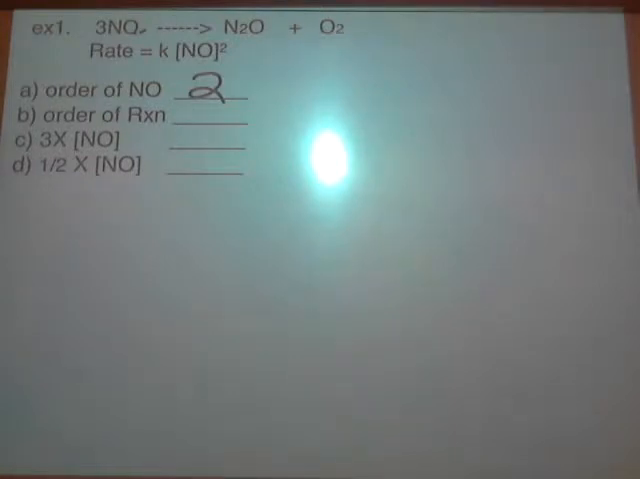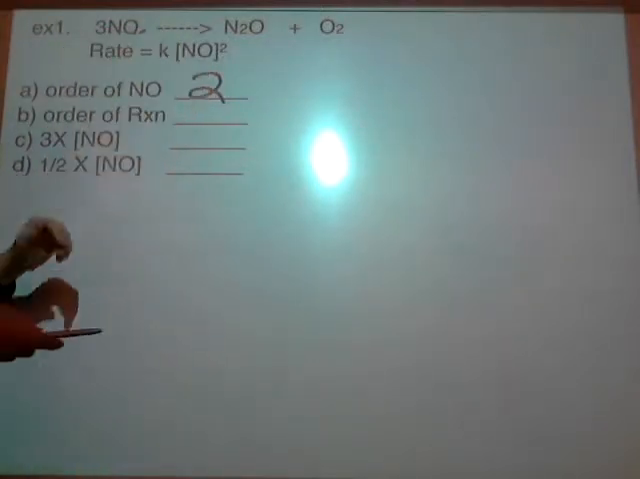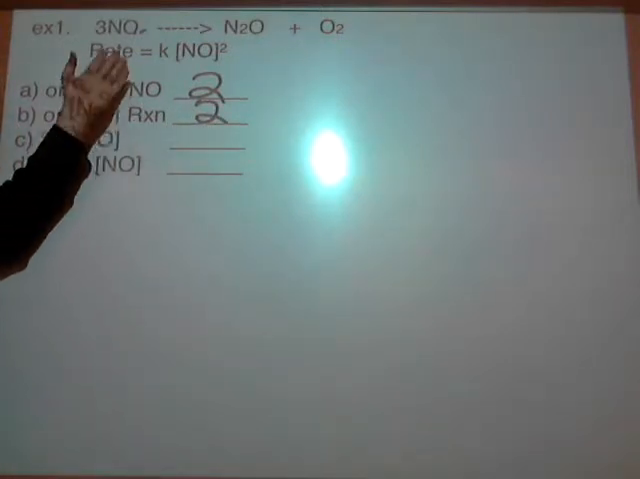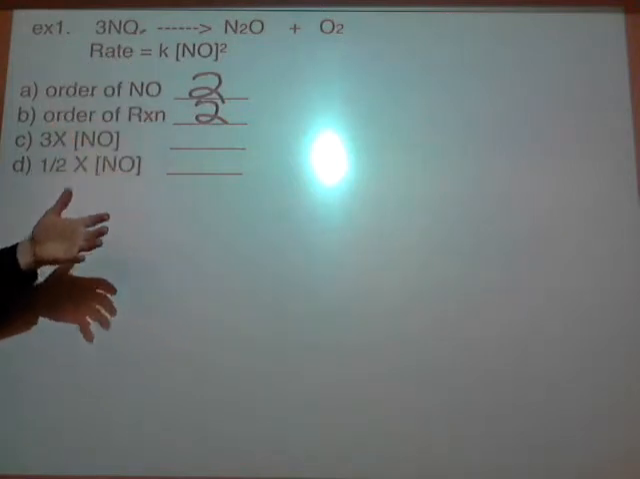All right. Now, the order of the reaction, this one is very simple. You just add up the orders of all the reactants. This guy only has one reactant. So if it's a second order reactant, it's got a second order equation, too. They're the same. If I had more than one reactant, I'd have to add them up, and I will do that in a couple of examples.